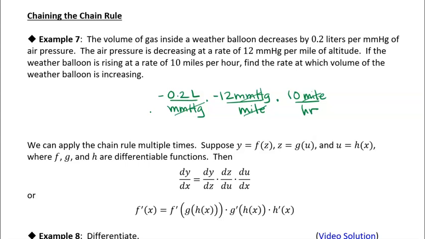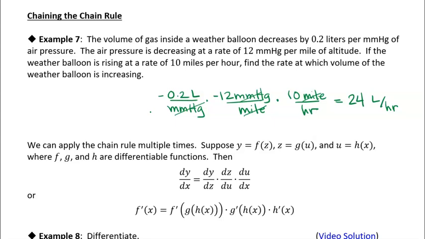Now, negative times negative becomes positive. If we multiply all of this together, we'll end up with 24. And the units will be liters per hour. Okay, so at this point in time, the volume of the gas in the weather balloon is increasing by 24 liters per hour.